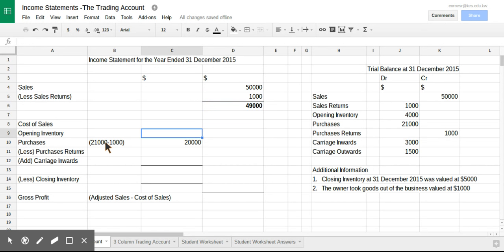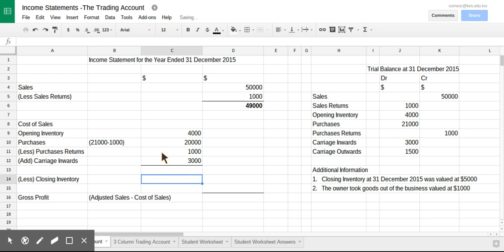Okay, opening inventory, looking on here, that's 4,000. We've already made the entry for our purchases, and we've adjusted that for these goods that we're actually taking out for the owner's own use. So following a concept that some of you may have heard of, called the business entity concept, we consider these transactions to be nothing to do with the business, and that's why I've taken them off the purchases. We're going to less purchases returned, which are 1,000, and we're going to add our carriage inwards, and the carriage inwards was 3,000.